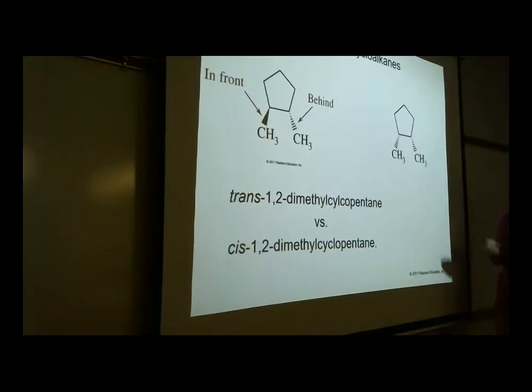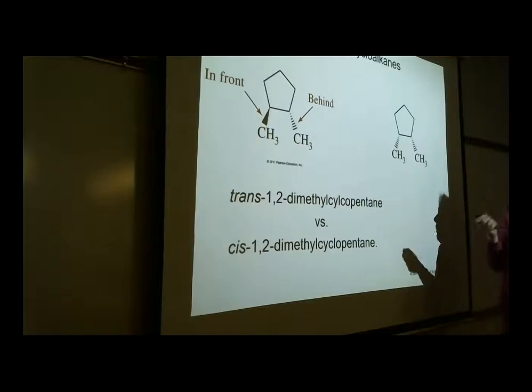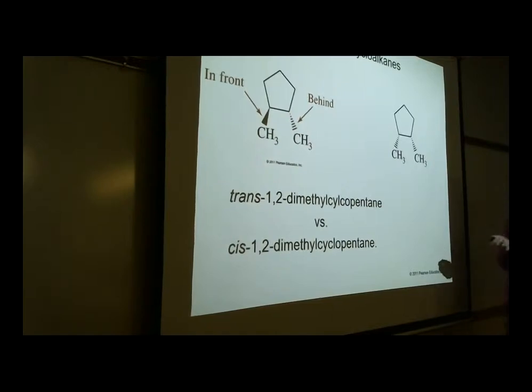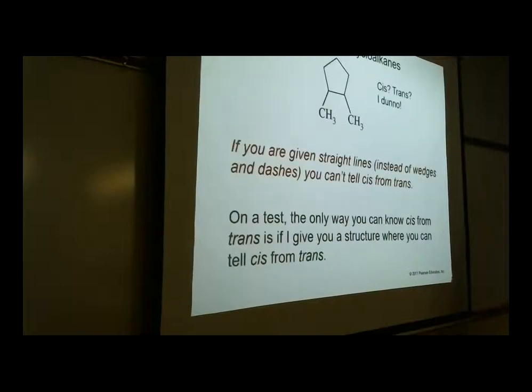Right? So how would we name this? If I gave it to you using dashes and wedges, I would expect your name to include cis or trans. Okay? So this would be trans 1,2-dimethyl cyclopentane, and this would be cis 1,2-dimethyl cyclopentane. Could these two be distinguished from each other in the lab, different boiling points? Yeah, they could. They would have slightly different intermolecular forces. Because remember, isomers have the same formula put together differently. So they are going to have different physical properties.